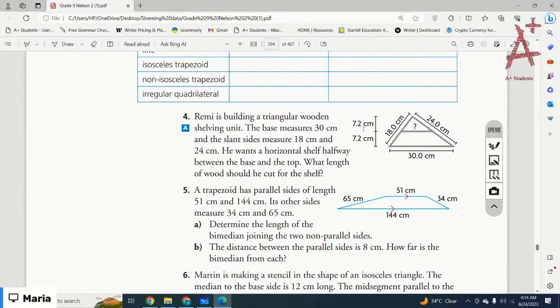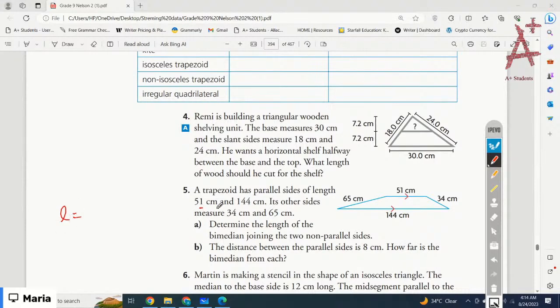Okay, the length of the bimedian connecting the two non-parallel sides is equal to the mean of the bases of the trapezoid, right? So the bases are 144 and 51, and you have to calculate their mean. It would be L equals 144 plus 51 over 2, which is 195 over 2, that is 97.5. That means the length of the bimedian connecting the two non-parallel sides of the trapezoid is 97.5, right?